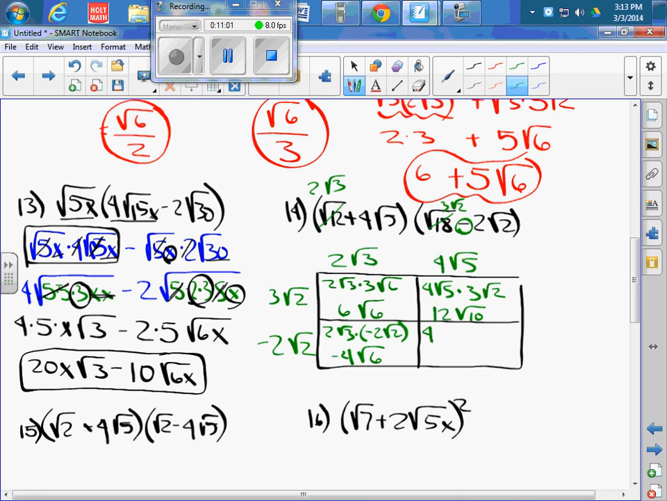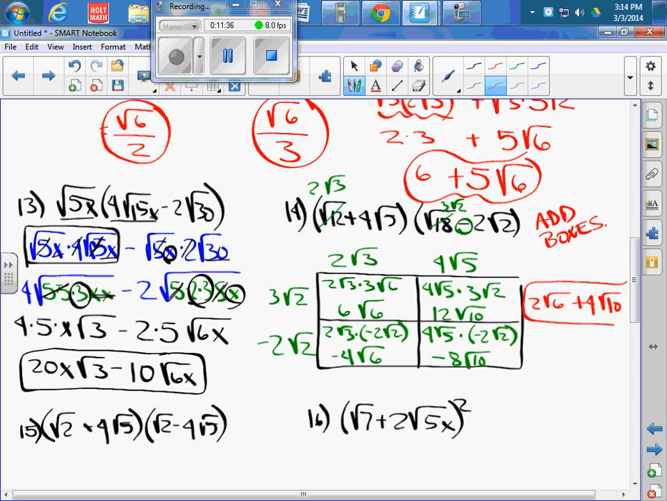And then in the last box, it's going to be 4 radical 5 times negative 2 radical 2, and we're going to have negative 8 radical 10. At this point, you add the boxes. We multiplied to get the boxes. Now we add like terms. 6 radical 6 minus 4 radical 6 would be 2 radical 6. 12 radical 10 minus 8 radical 10 is 4 radical 10. So 2 radical 6 plus 4 radical 10. Final answer.